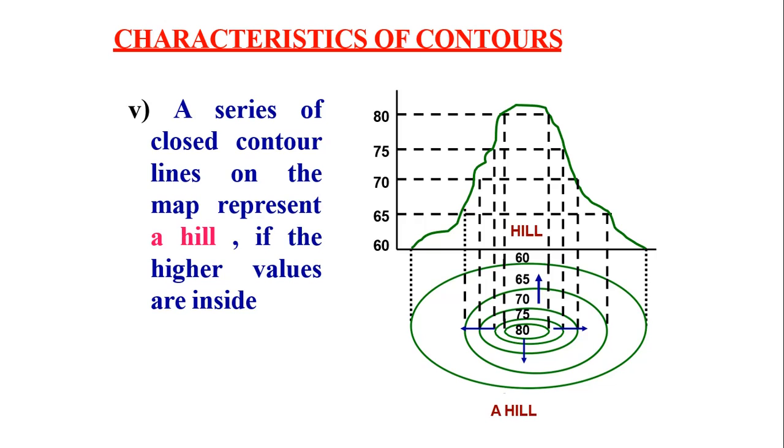Okay. And the smaller value is outside the circle. Smaller value is on the outside and greater value is on the inside of the circle. This particular diagrammatic representation represents a hill. So, in this way you have to plot the contour on a map or on a plan.